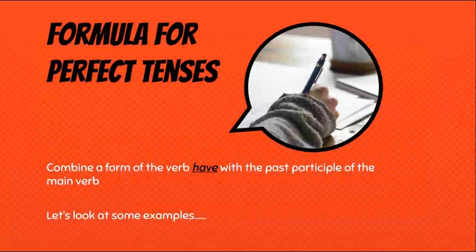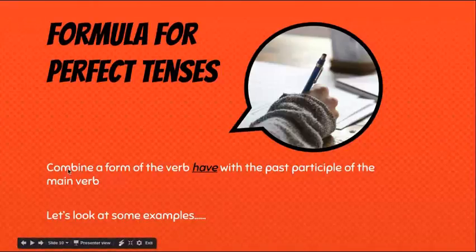So, the formula for perfect tenses or complete tenses is to combine a form of the verb have, remember, have, has, will have, with the past participle of the main verb. Let's look at some more examples.